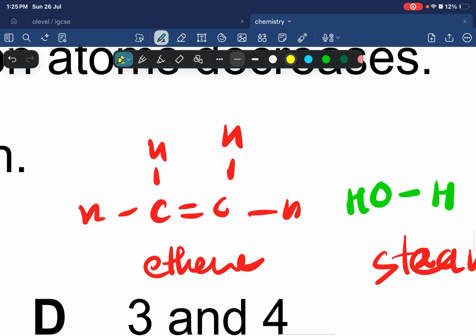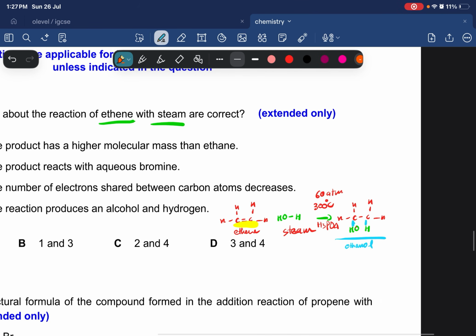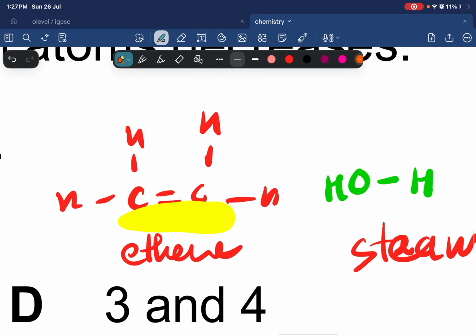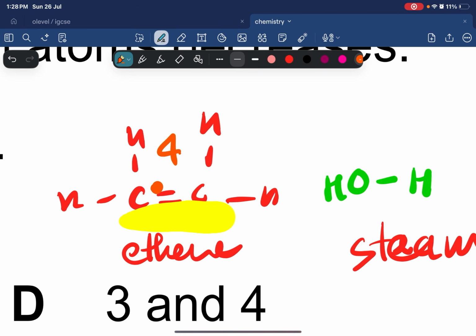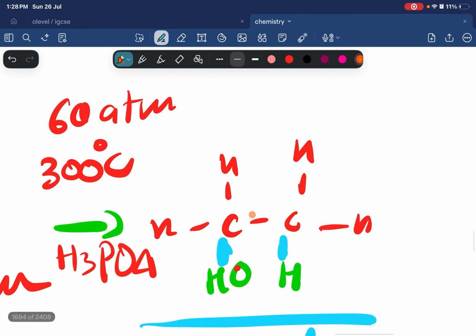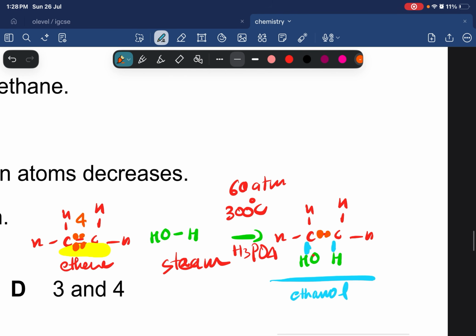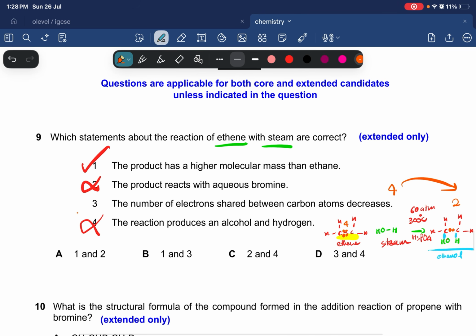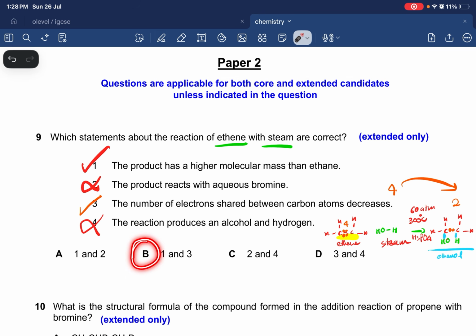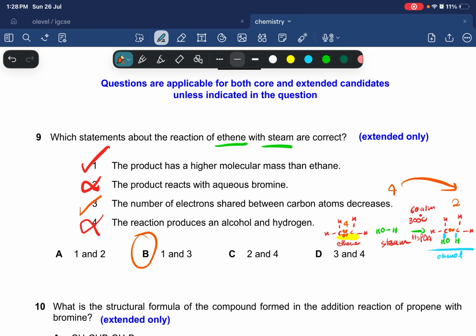The number of electrons shared between carbon atoms decreases. Initially, the two carbon atoms here are sharing how many electrons? Okay, so over here we have 4 electrons being shared, 2 electrons in this bond, 2 electrons in this bond. Over here in the product, we have only 2 electrons. So the electrons are moving from 4 to 2. Well, there's a decrease. So statements 1 and 3 make sense to me.